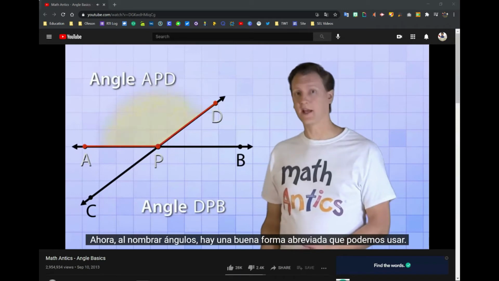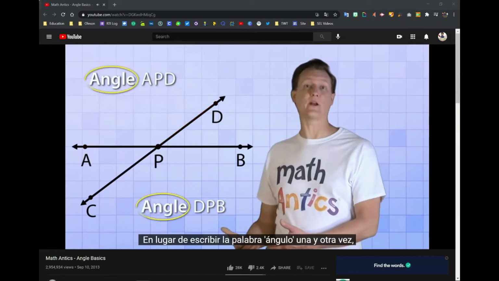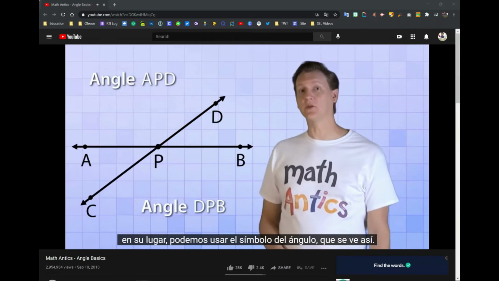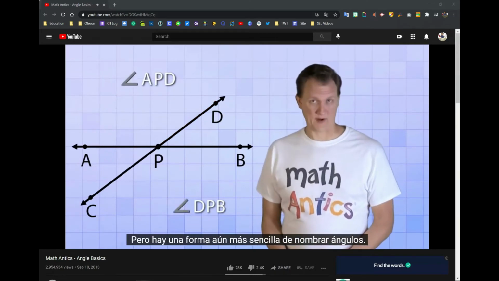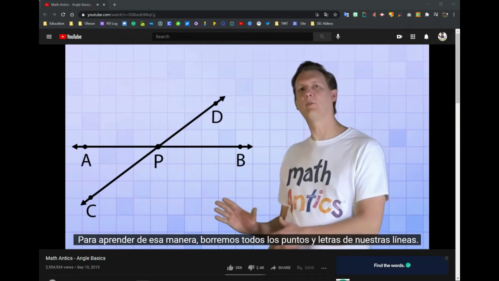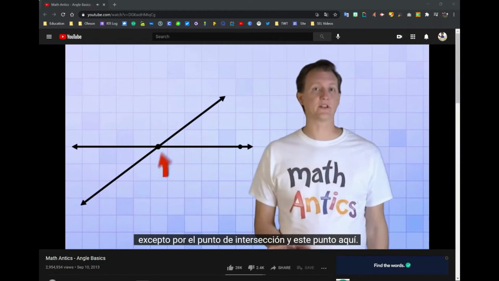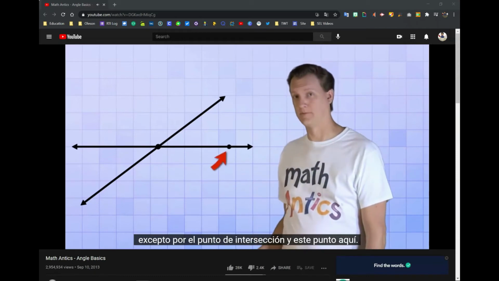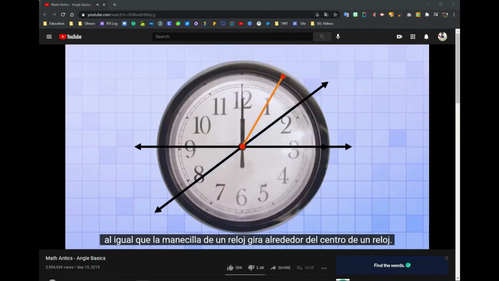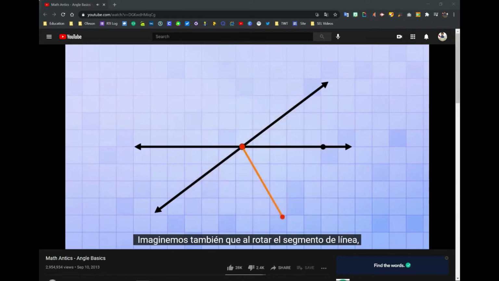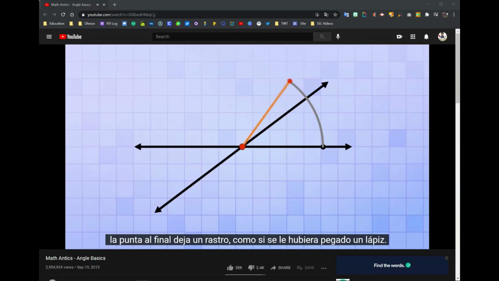Now, when naming angles, there's a nice shorthand that we can use. Instead of writing the word angle over and over again, we can just use the angle symbol instead, which looks like this. But there's an even simpler way to name angles. To learn that way, let's erase all the points and letters on our lines except for the intersection point and this one point here. Now let's imagine that the line segment between these two points can rotate around the point of intersection just like a clock hand rotates around the center of a clock. Let's also imagine that as we rotate the line segment, the point out at the end leaves a trail, like if a pencil was attached to it.